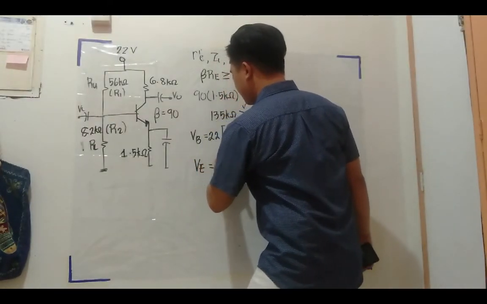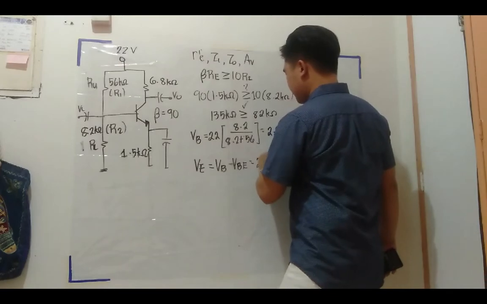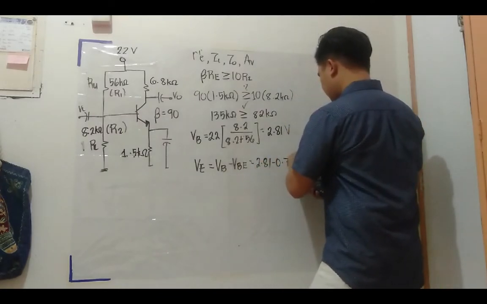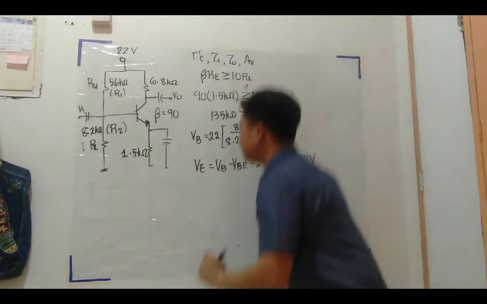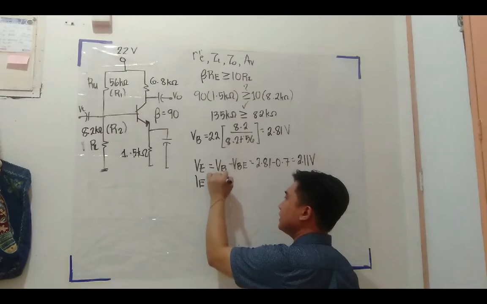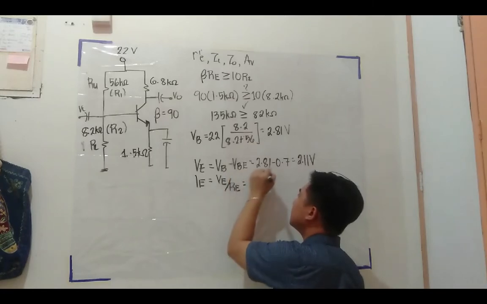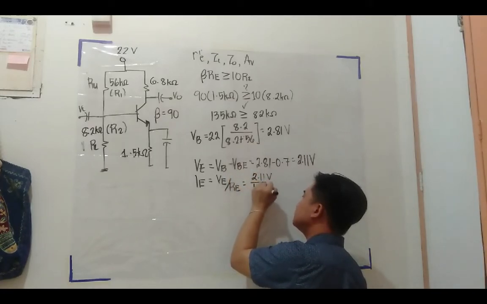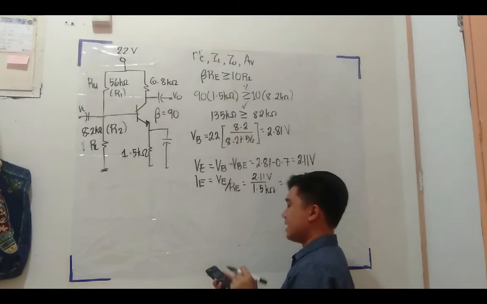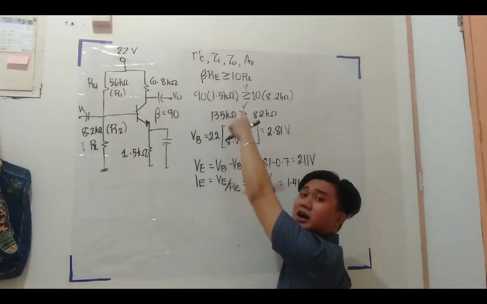That is VB minus VBE. So that is 2.81 volts minus 0.7. That is 2.11 volts. Pag meron akong VE, makukuha ko na si IE. Equal lang yan sa VE over RE. So that's 2.11 over 1.5 kilo ohms. Si IE ay 1.41 milliamperes. Pag meron akong IE, makukuha ko na si R prime E.